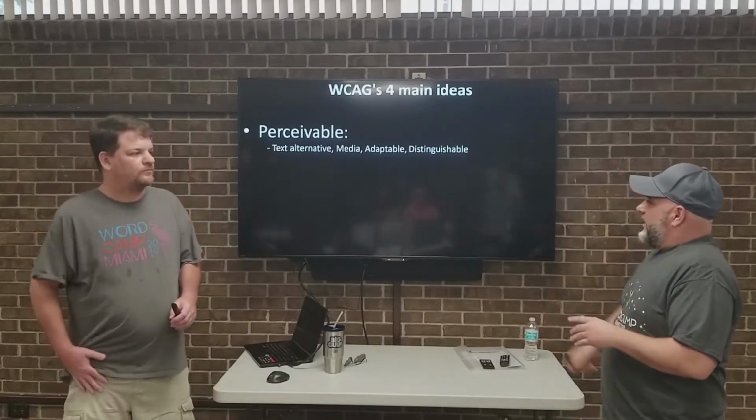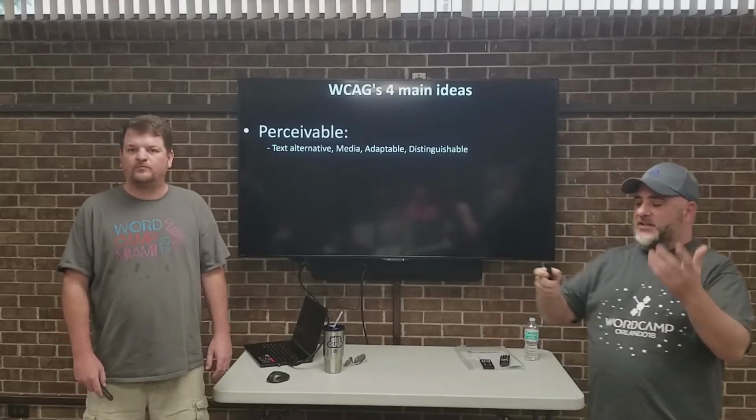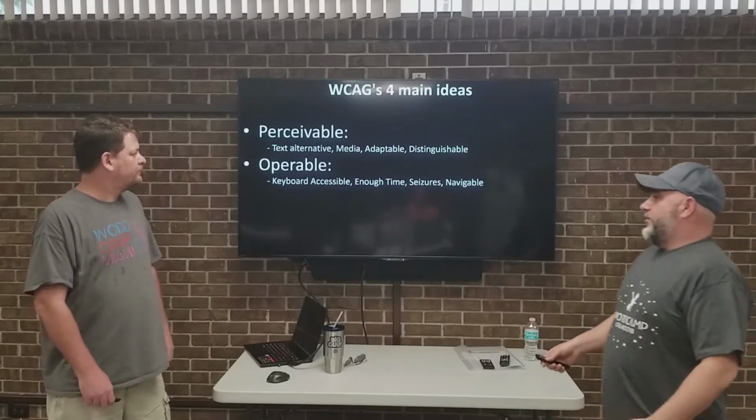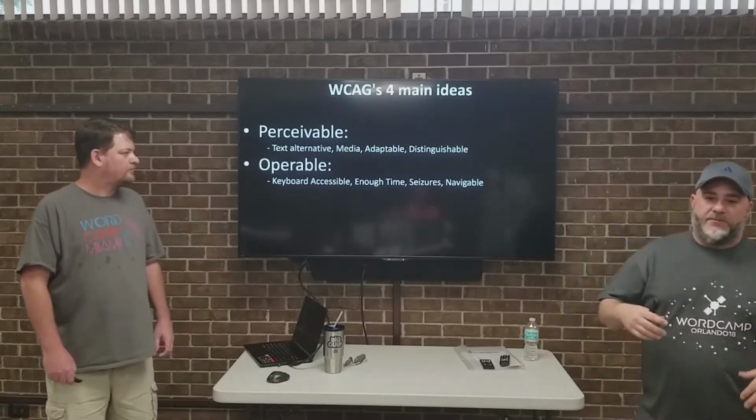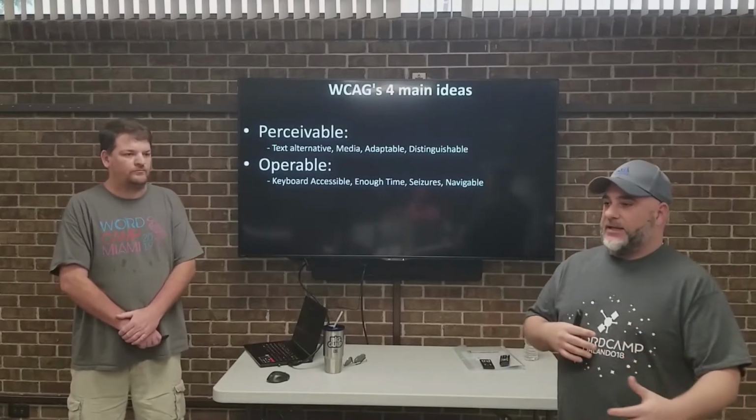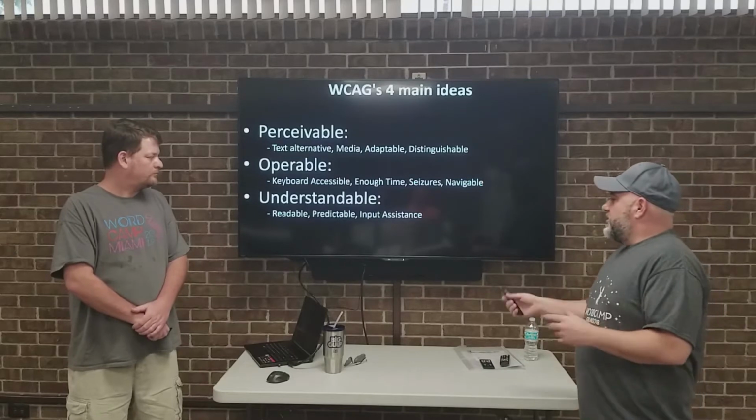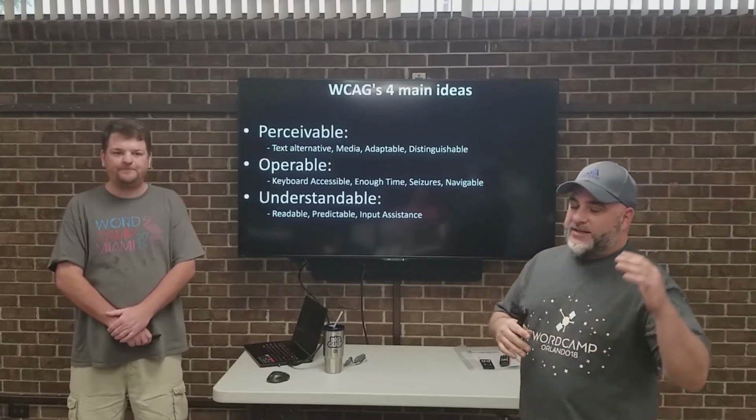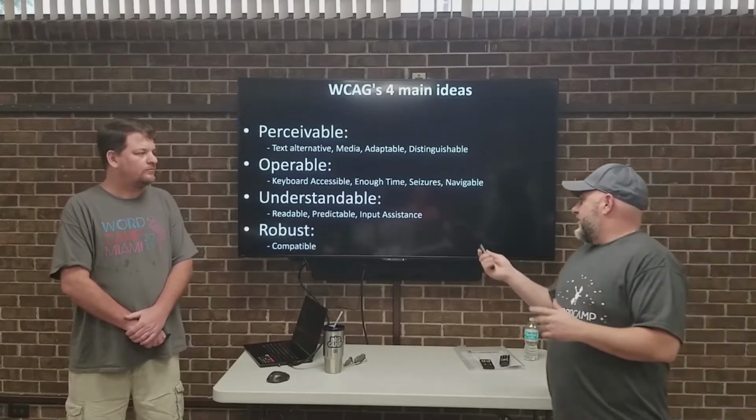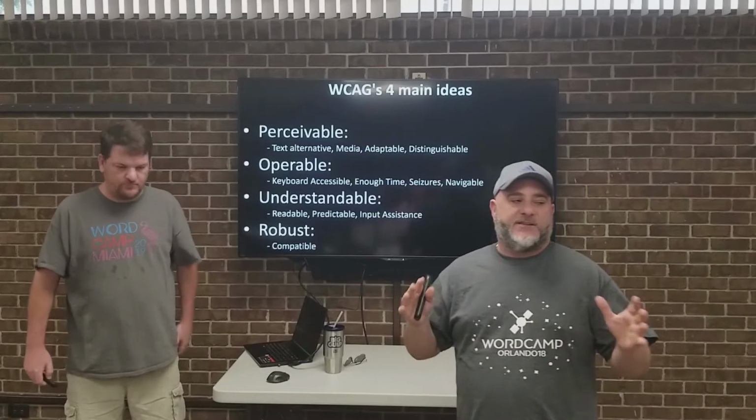Okay, the WCAG breaks down into 4 main categories. You've got perceivable, obviously the things you can see, your media, all kinds of things like that. You've got operable. This deals with keyboard, with people who have a motor function disability type of issue as opposed to a visual one. Understandable. You want to make sure everything's in order, everything makes sense.